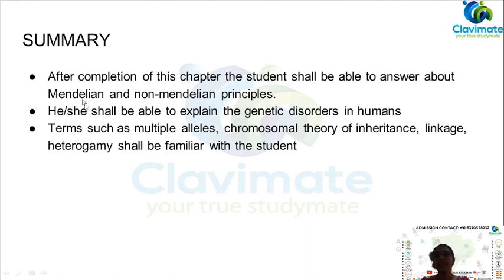So the summary of this chapter is that the student will be able to answer Mendelian and non-Mendelian principles, and the student will be able to explain genetic disorders. Terms such as multiple alleles, chromosomal theory of inheritance, linkage, and heterogamy should be familiar to the student.